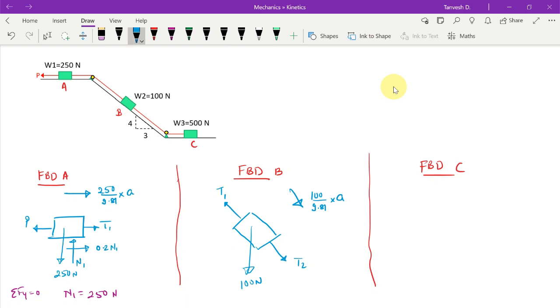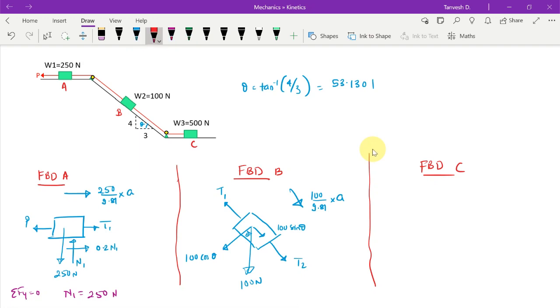Right? So this is given as 4 by 3. So this is your theta. Theta will be tan inverse of 4 by 3, which is 53.1301. Right? So this is going to be your 100 cos theta, and this is going to be 100 sin theta.